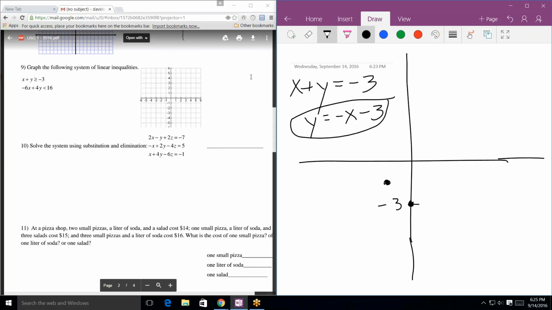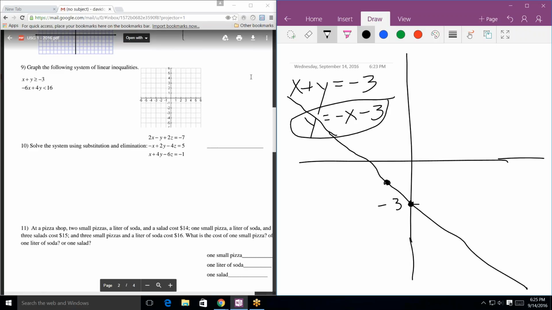Now, do I need a dotted line connecting those 2 points or a solid line? Wouldn't it be a solid? Yeah. So I'm going to do that. That's the equation of that. Now, it's not an equation, it's an inequality.